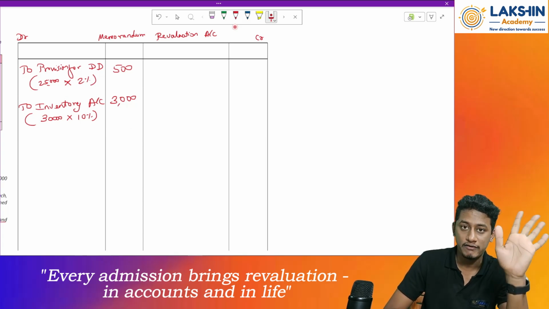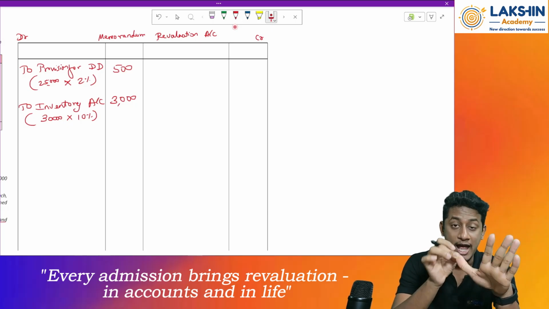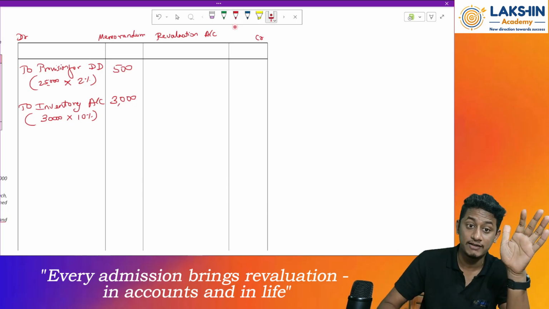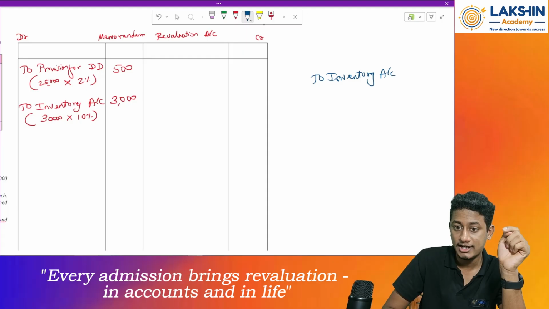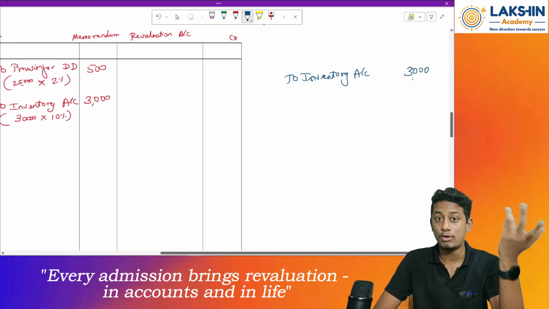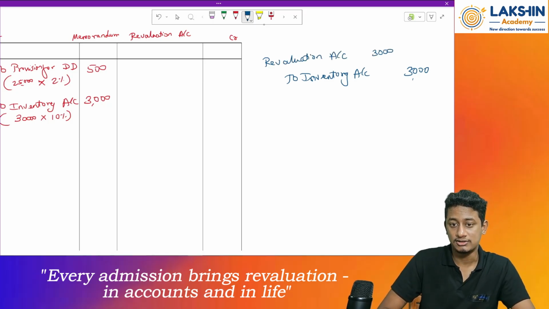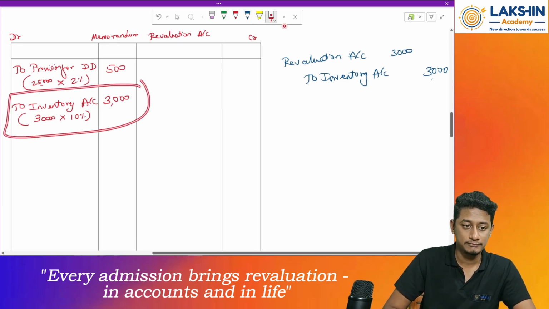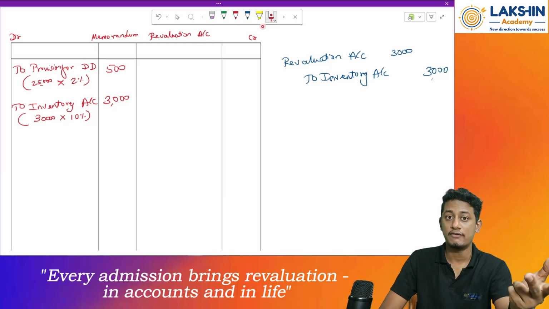As per the rule, whatever we have studied, inventory is categorized as what? Inventory is categorized as an asset. And whenever the value of asset decreases, we will what? We will credit the account. So, to inventory account by rupees 3,000 is the decrease. Yes. Now, on the debit side, what to put? We will put revaluation account by rupees 3,000. Check the entry with this. Is it matching? Yes.